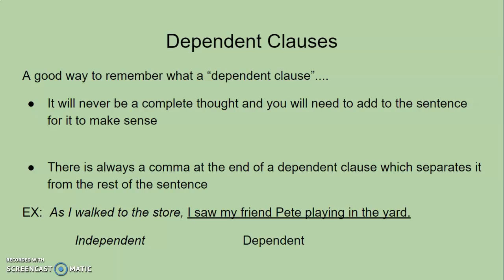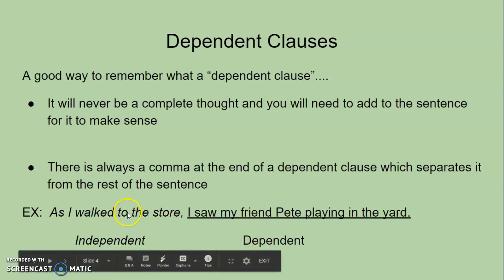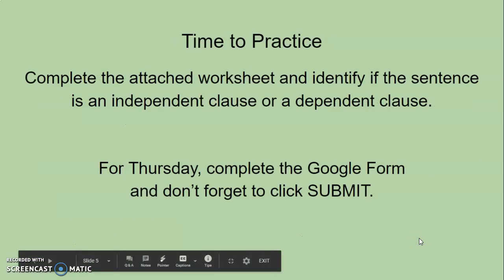As I walked to the store, I saw my friend Pete playing in the yard. Now, these are actually reversed. This here, as I walked to the store, is the dependent clause. I saw my friend Pete playing in the yard is the independent clause. That means if I took this part out here, this would still be a complete sentence. So these are actually reversed. I apologize for that. So let's practice.